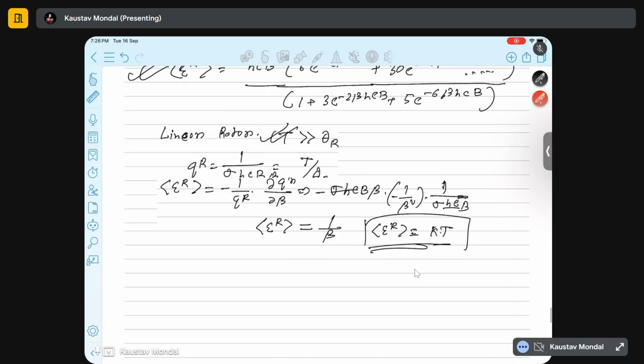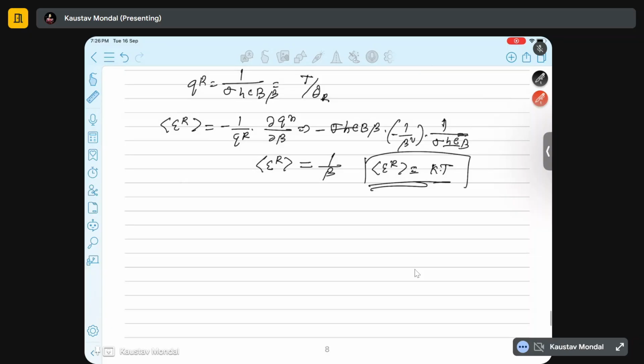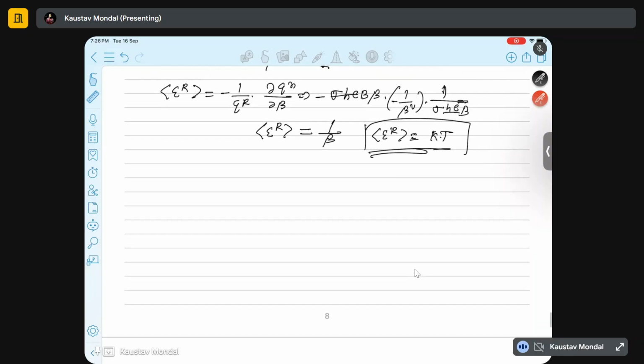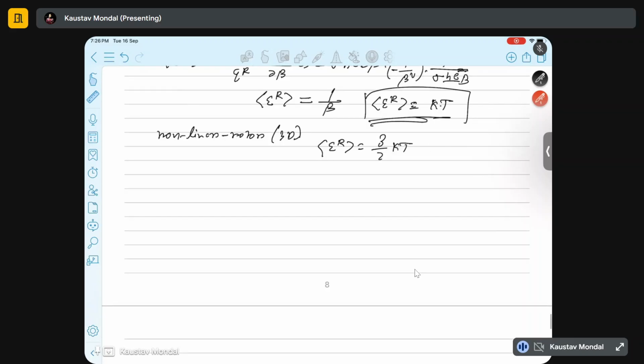And for a non-linear rotor, that means for the 3D case, the rotational part is 3 by 2 kT. You can check it actually. Now comes the vibrational part.